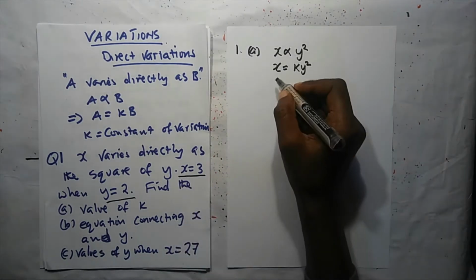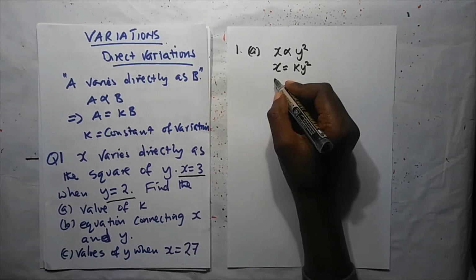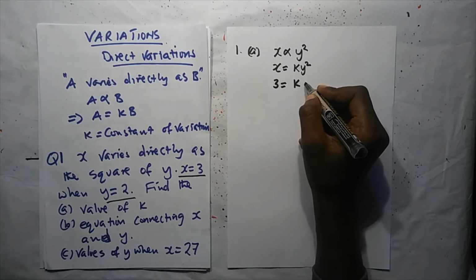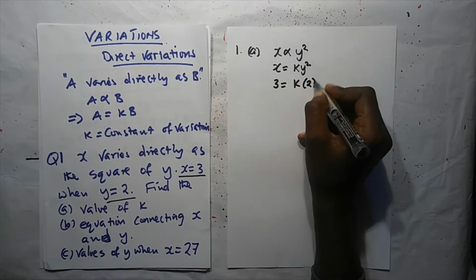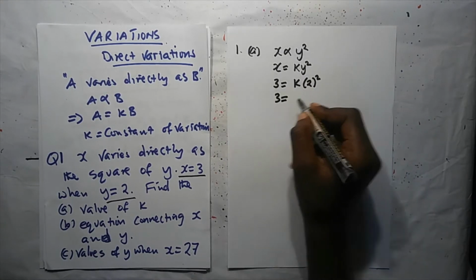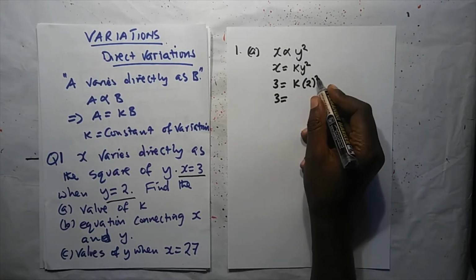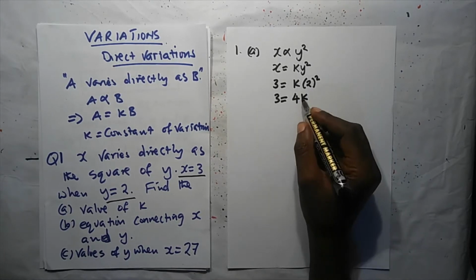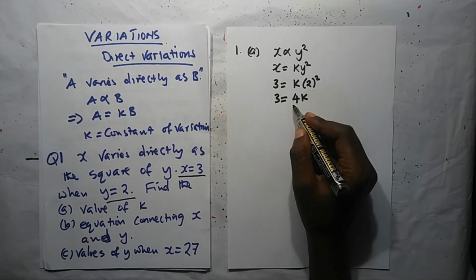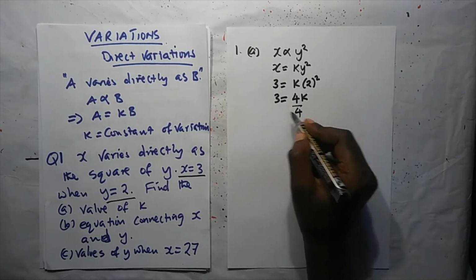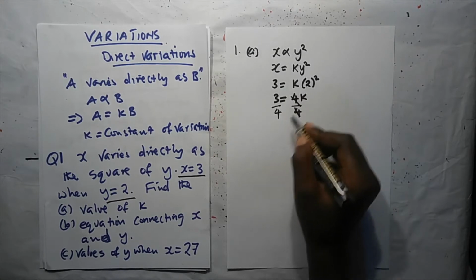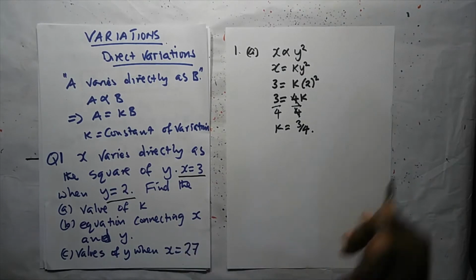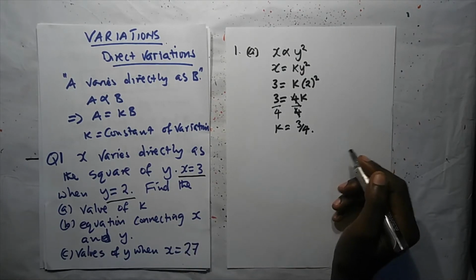So our X is 3, so you put 3 there, K, and then our Y is 2. We are going to have 2 squared. And so we are going to have 3 is equal to 2 squared is 4. 4 times K is 4K. And then for us to find the value of K, we are going to divide both sides by 4. So over 4 over 4. And then we have K is equal to 3 over 4. Okay, so this is our solution for the first question.